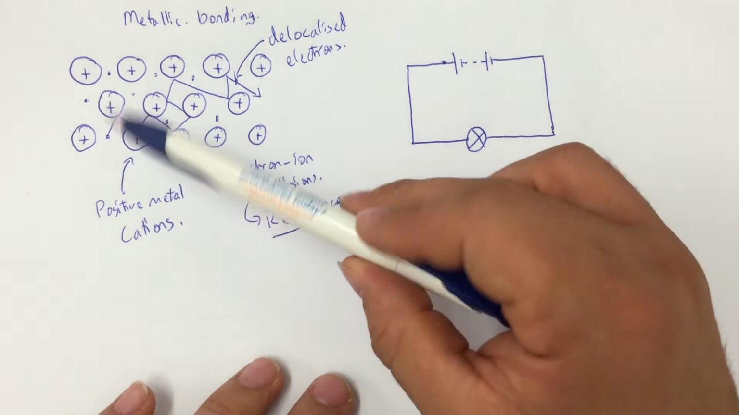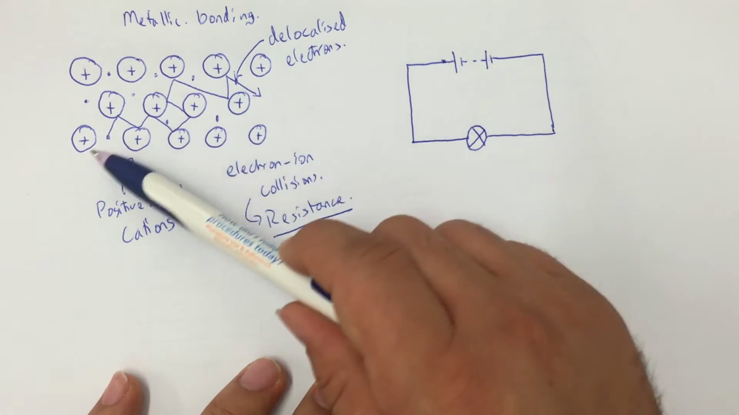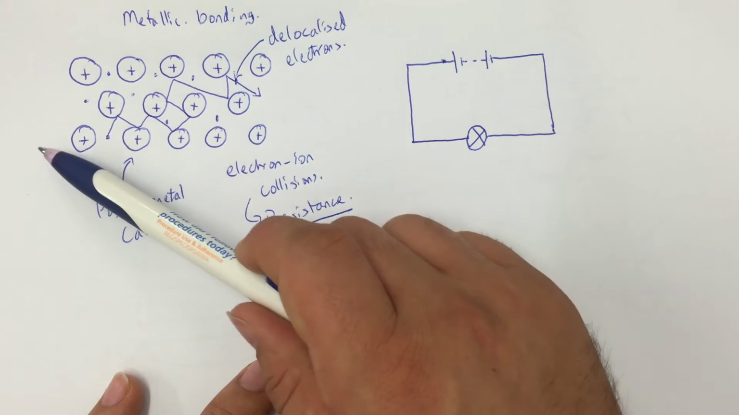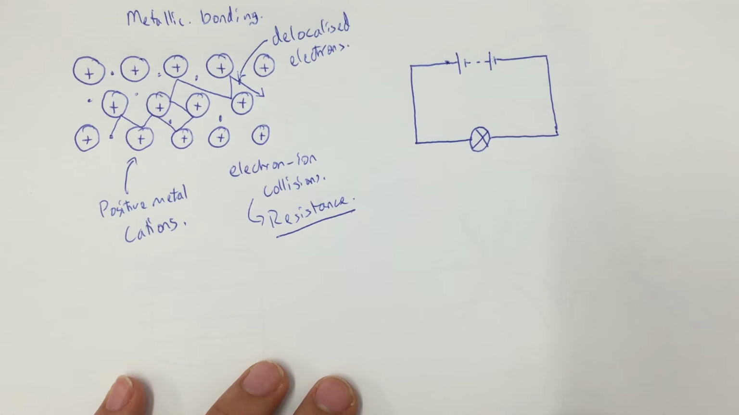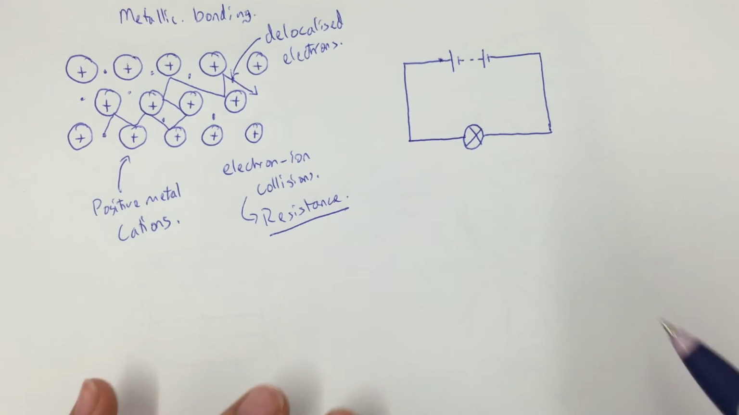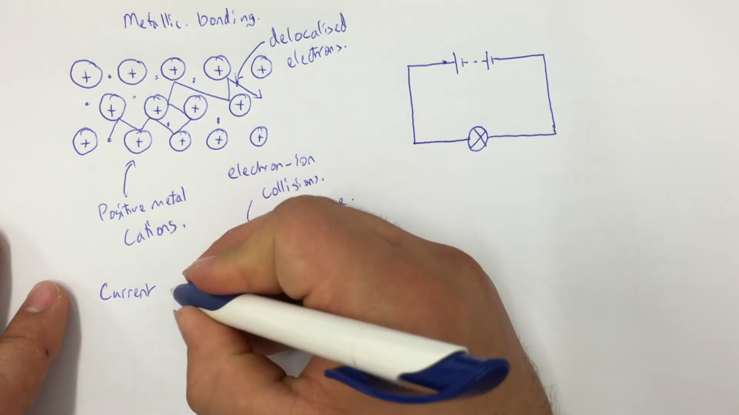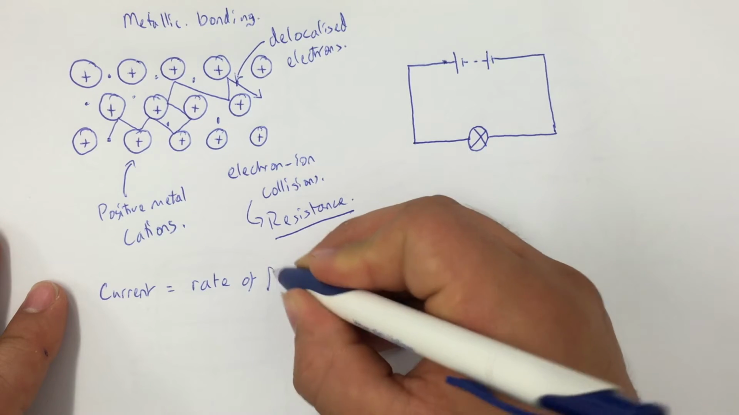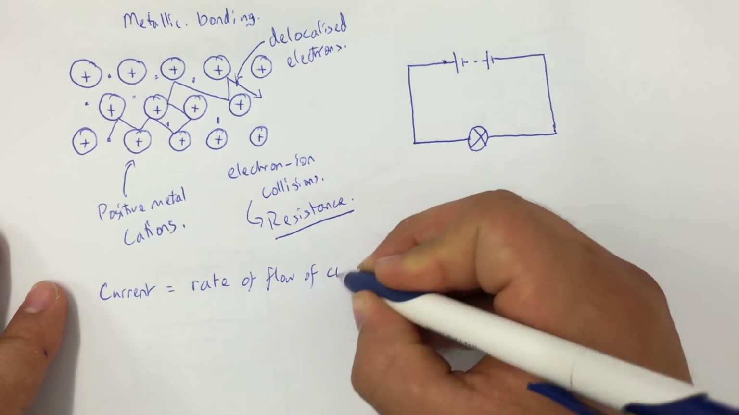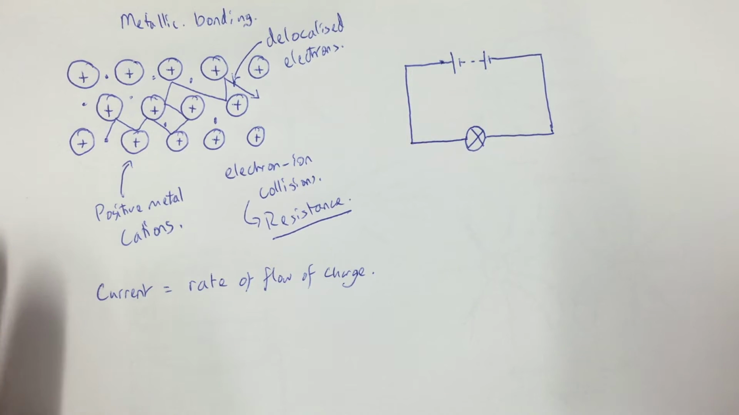So we've already talked about this idea that electrons will flow through the metal lattice and will collide with the ions, but overall they will drift along the metal wire. And this is what we mean by current. So the definition of current is the rate of flow of charge. Now, it doesn't say the rate of flow of electrons, and the reason is because you can have a current which isn't electrons.